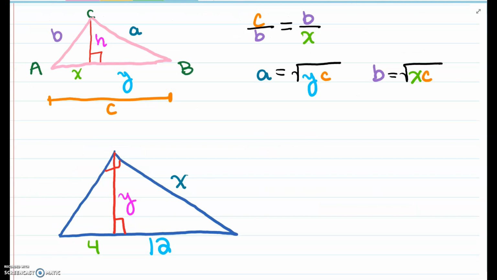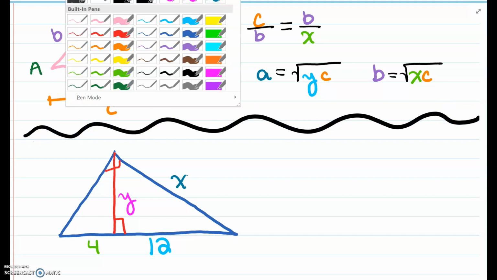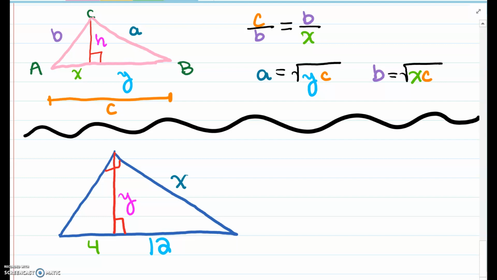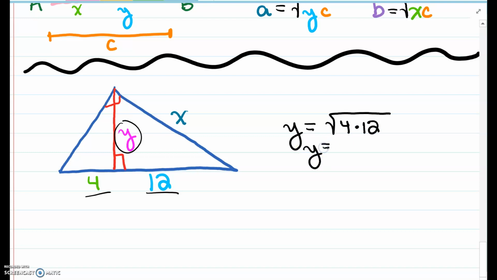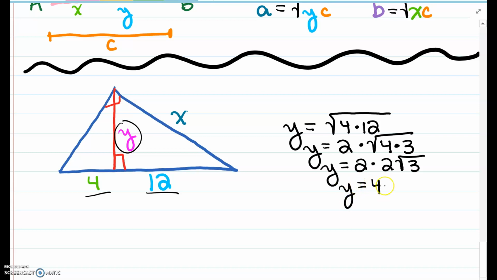Let us try one example where we can apply both theorems. We can use the geometric altitude theorem to find the length of the altitude, which is y. So the lengths of the segments of the hypotenuse are 4 and 12. Therefore, y equals the geometric mean of 4 times 12. We will get y equals 2 because the square root of 4 is 2. And you could break up 12 into factors that are perfect squares. So you get times radical 4 times 3. And you will get y equals 2 times 2 radical 3. And you multiply whatever's outside the radical. So you get y equals 4 radical 3.